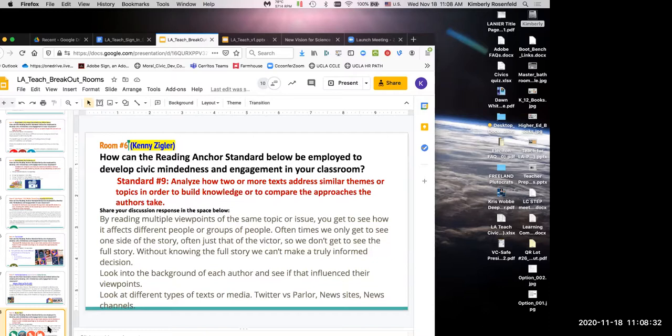And then beyond just text, look at different types of media. So watch different news channels and social media. There's Twitter, and then a lot of Republicans sound like they've gone over to Parler, which is like another Twitter, I guess. And then different news sites like BBC or Fox News or CNN, stuff like that. So just try to get multiple viewpoints to get both sides or multiple sides of the story.